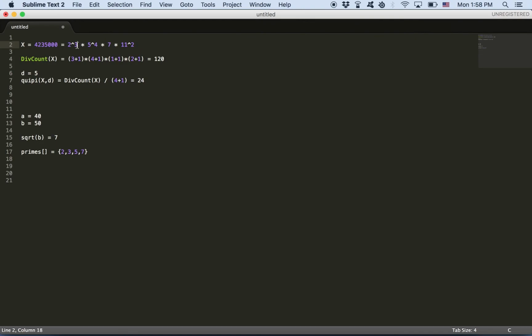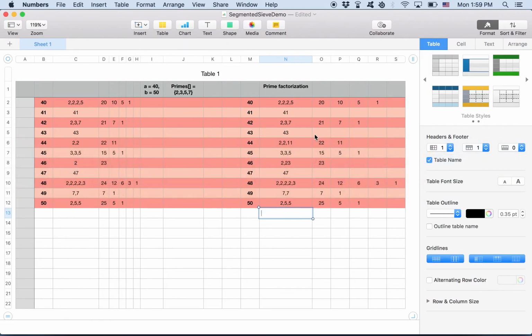So all we need to keep are these numbers here. Okay, 3, 4, 1, and 2. For example, here, we don't need to store like 2 and 5. We can only store 3 and 1, because we have 3 2s and one 5. Or here, we can store 4 and 1. Here we can store only 2, which means we have some prime to the power of 2. And that's it. That's all.